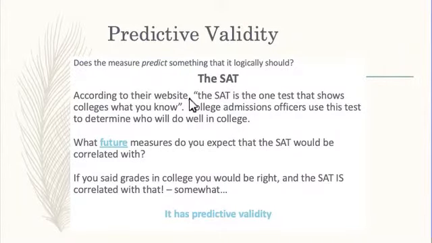So in predictive validity, does the measure predict something that it logically should? According to their website, the SAT is the one test that shows the colleges what you know. College admissions officers use this test to determine who will do well in college. What future measures do you expect the SAT would be correlated with? If you said grades in college, you would be right, and the SAT is correlated with that somewhat, so it has some predictive validity.